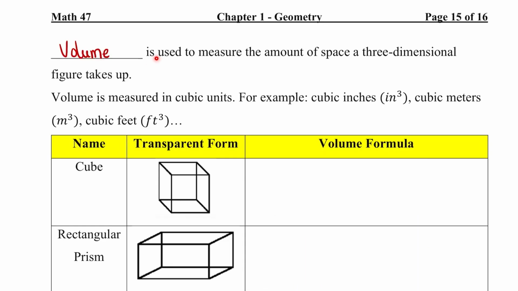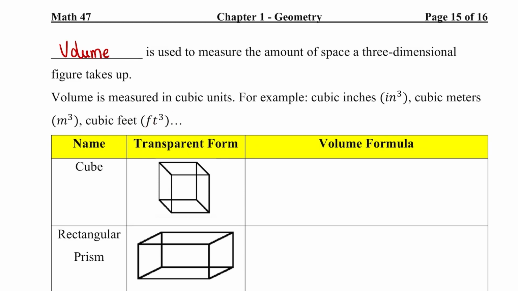Volume is used to measure the amount of space a 3-dimensional figure takes up. Volume is measured in cubic units. For example, cubic inches, inches to the 3rd power. Cubic meters, meters to the 3rd power. Cubic feet, feet to the 3rd power.